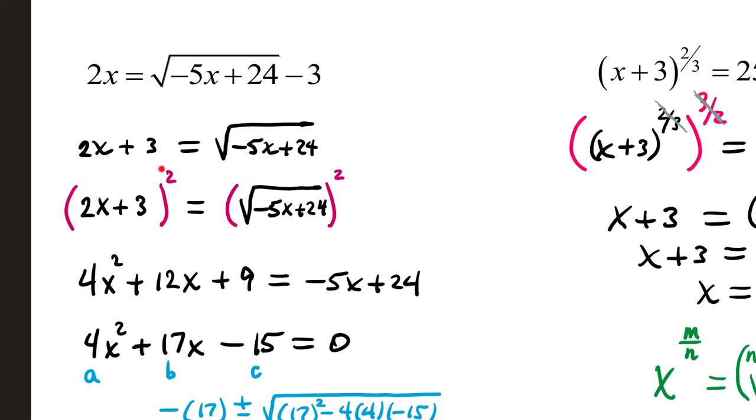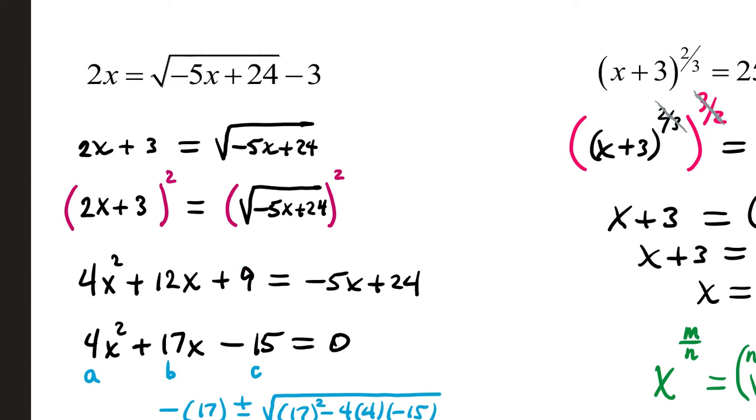Be careful here. That is 2x plus 3's multiplied together. 2x plus 3 times another 2x plus 3. If you FOIL and combine like terms, you will get 4x squared plus 12x plus 9. Because this is a quadratic, we're going to bring everything to one side. Add 5 x's, that gives us 17 x's. Subtract 24, 9 minus 24 is negative 15.